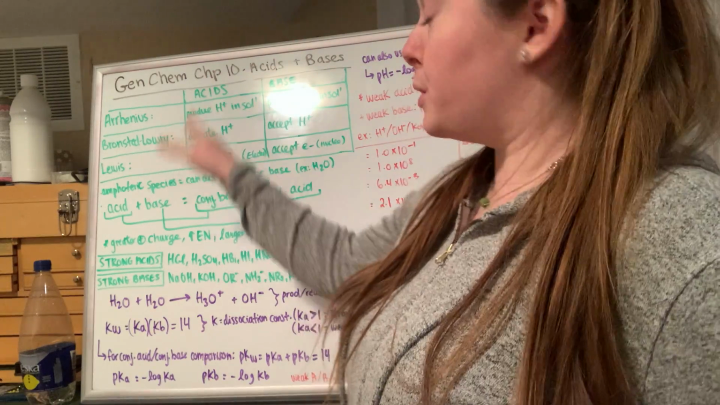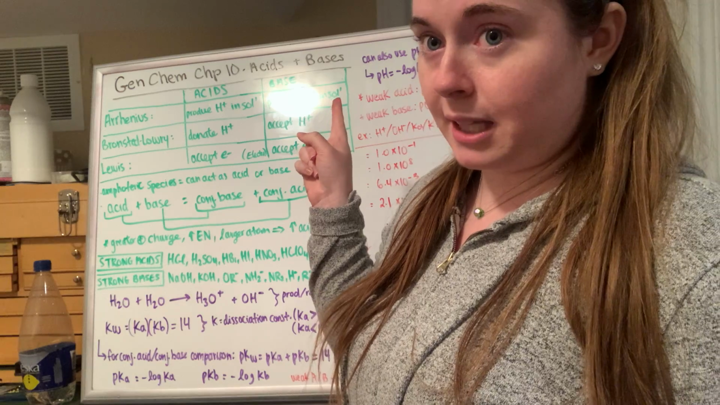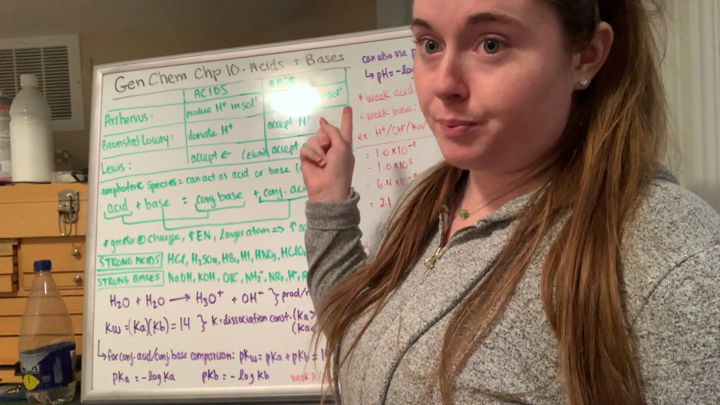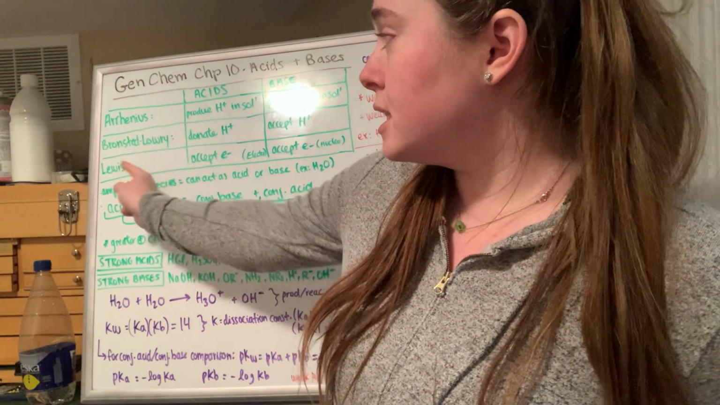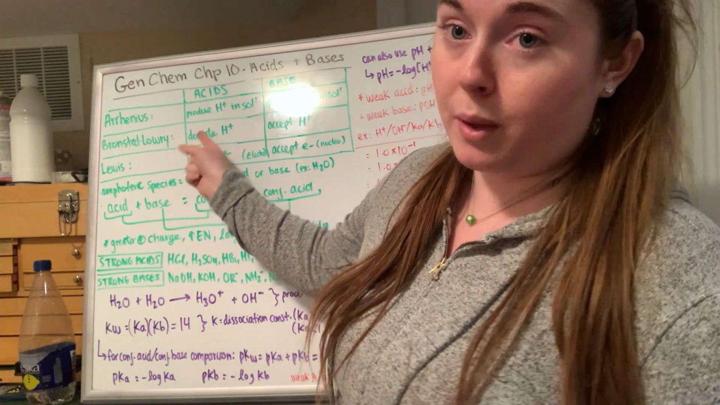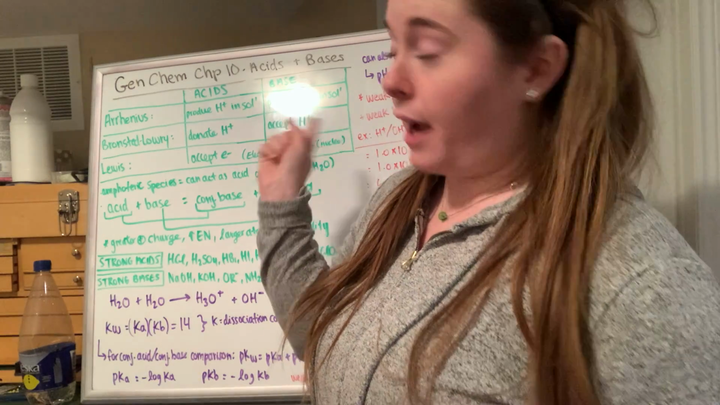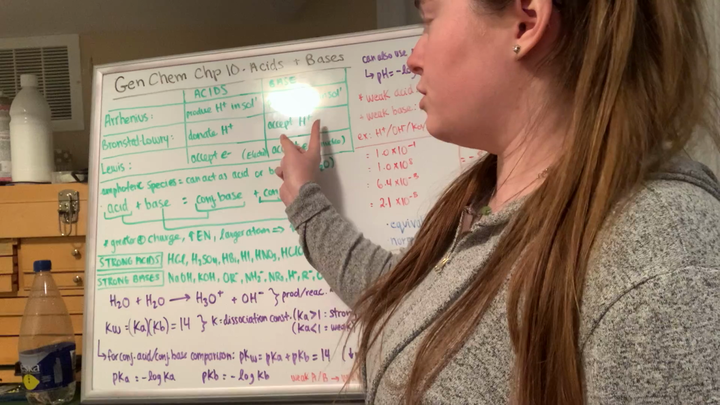First is our Arrhenius definition. An acid will produce H plus in solution, and a base, I know you can't see this for some reason because the light is really hitting it, produces OH minus in solution. That's for an Arrhenius base. We have a Bronsted-Lowry definition, which states that acids donate hydrogens and bases accept hydrogens. So the Bronsted-Lowry definition is related to hydrogens.